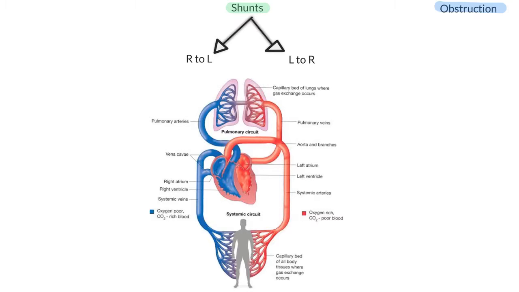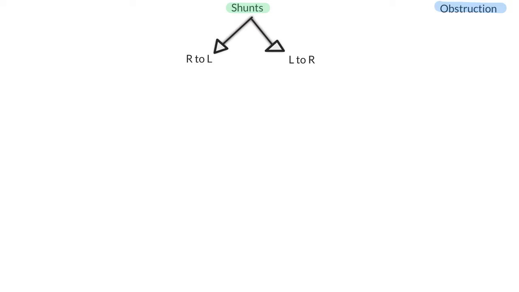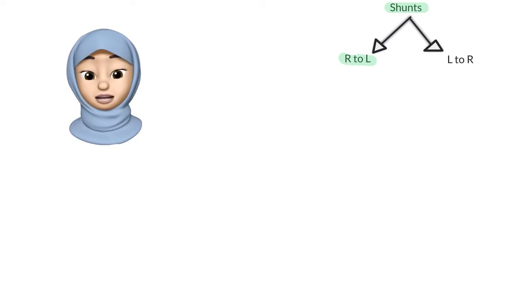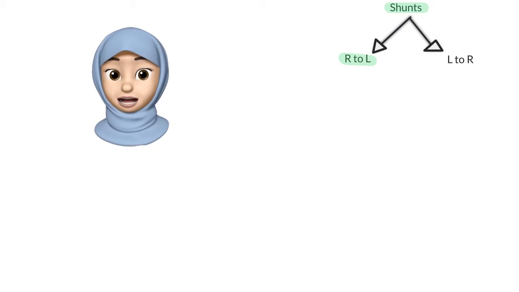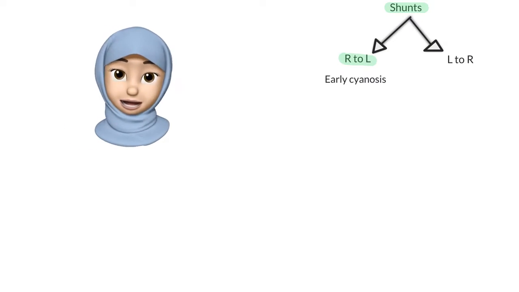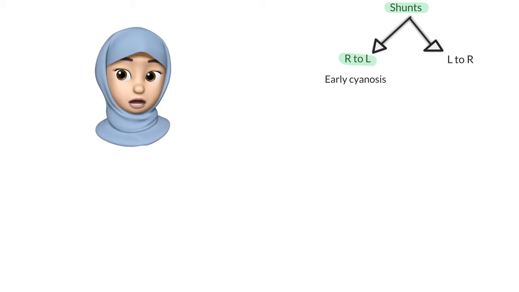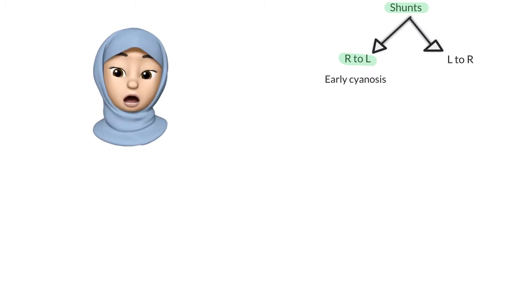Okay, let's get back to looking at shunts. There are two types: a right to left shunt and a left to right shunt. First, let's look at the right to left shunt. These shunts are known to cause early cyanosis. Cyanosis is the blue discoloration of the skin and mucous membranes due to low oxygen saturation.